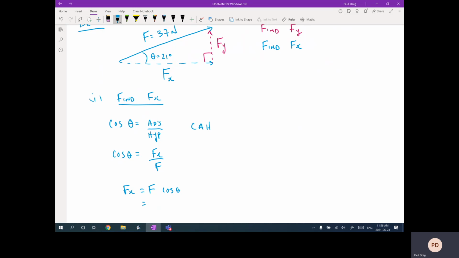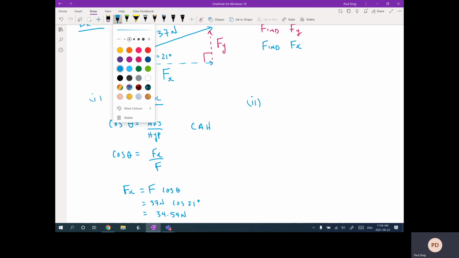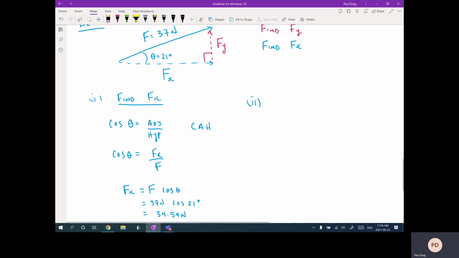What is f's value? F's value is 37 newtons. What's the cosine value? 21 degrees. So the length of that x component, the f of x component, is going to be 34.54 newtons. That's how long that x component of that force is. Now I'm going to do the same thing for the y component. I'll do it in pink, or fuchsia perhaps is the right name for that color. And let's find f of y.